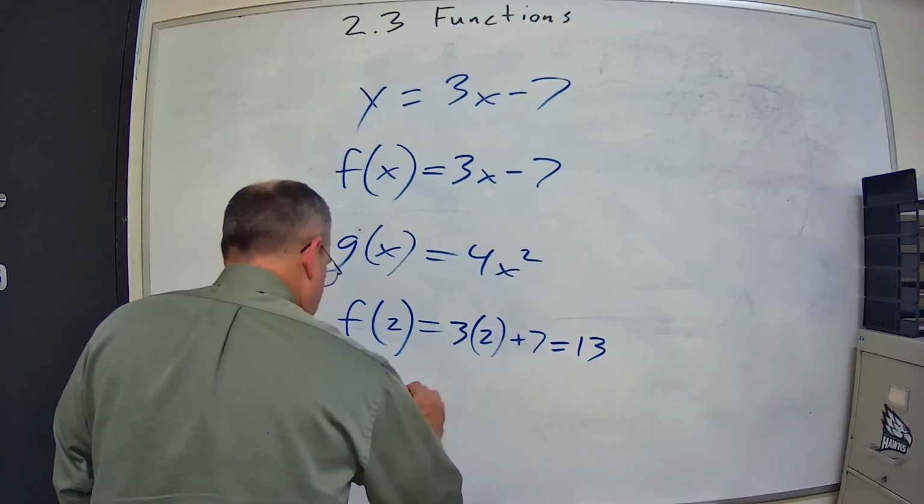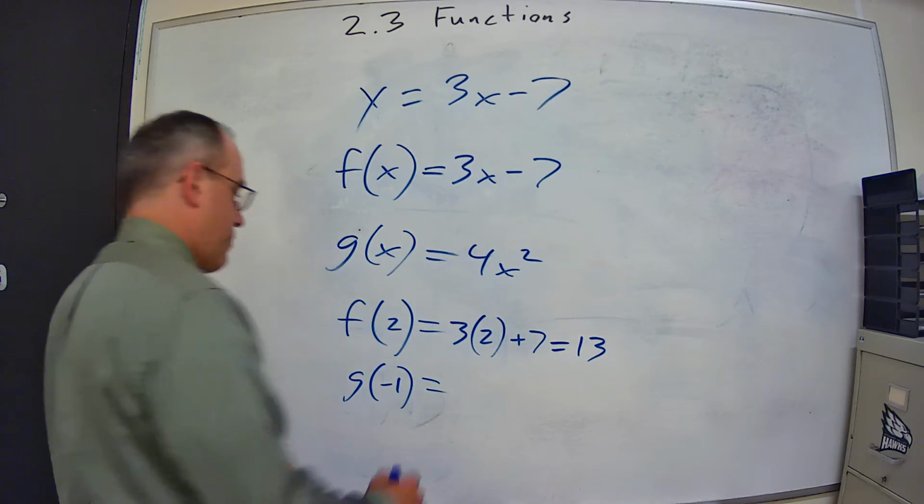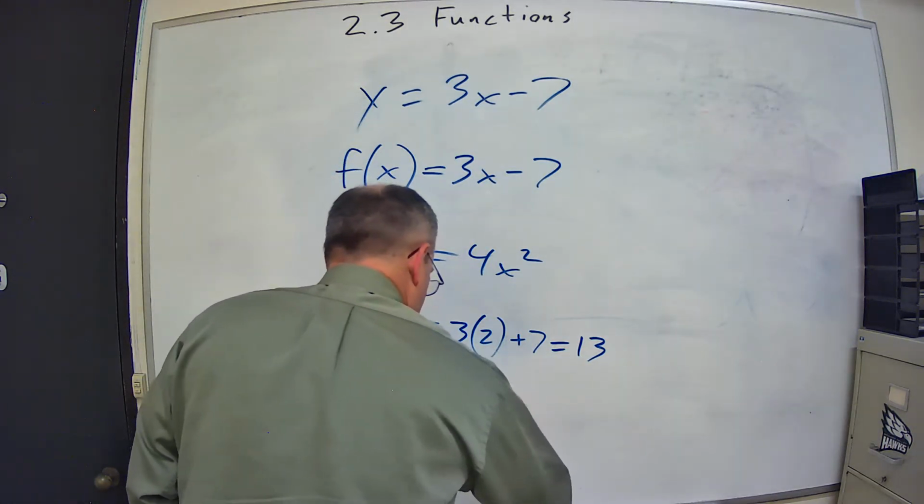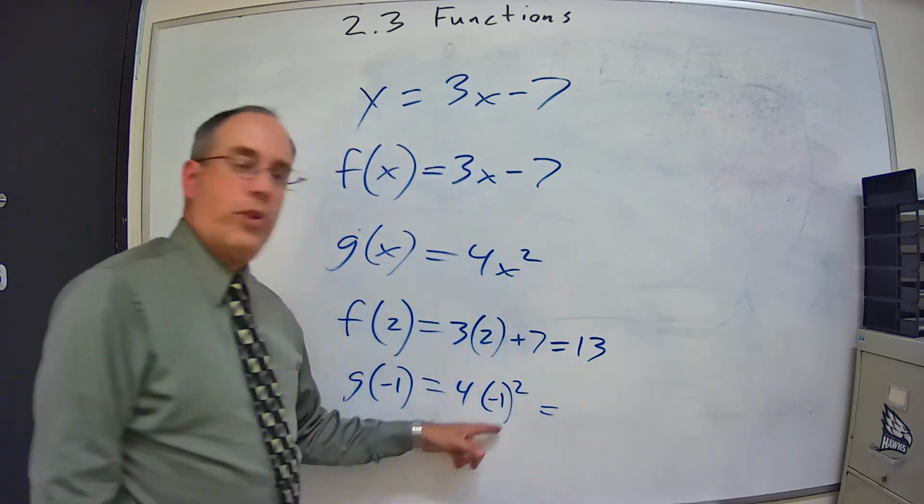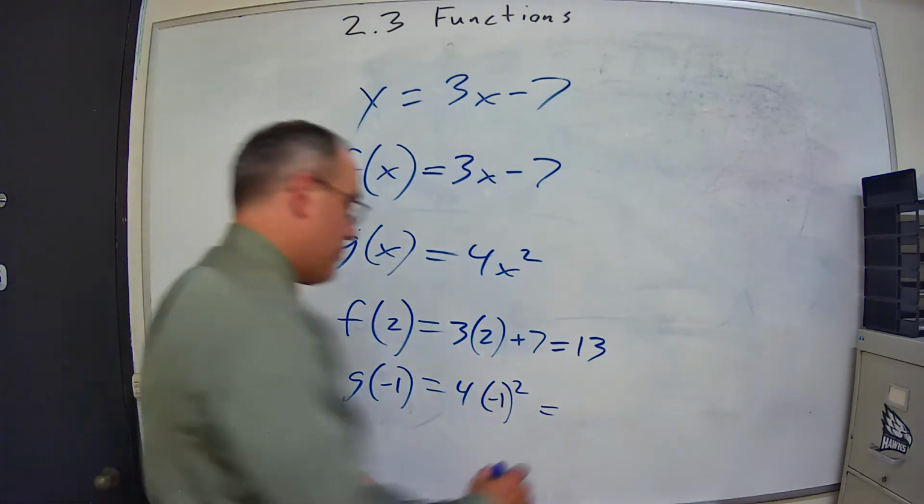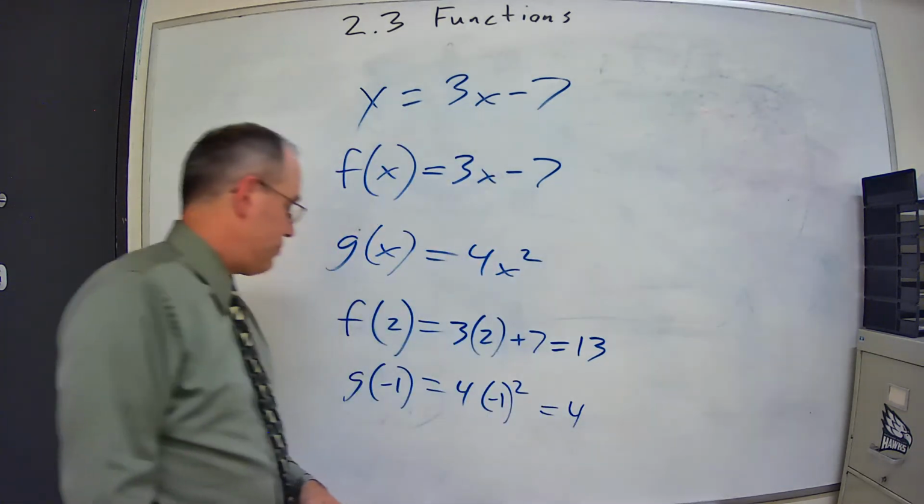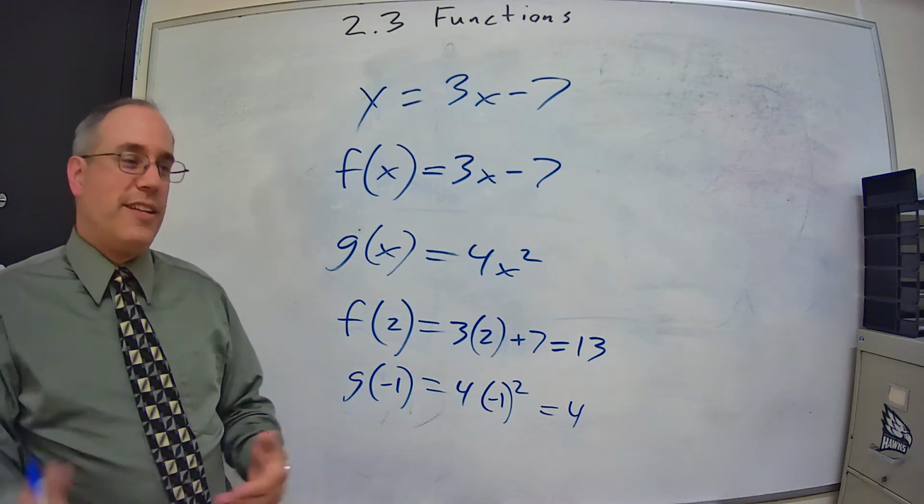G of negative 1 says put negative 1 in place of x. 4 times negative 1 squared. Negative 1 times negative 1, or negative 1 squared, is 1. 1 times 4 is 4. Function notation allows us to do this.